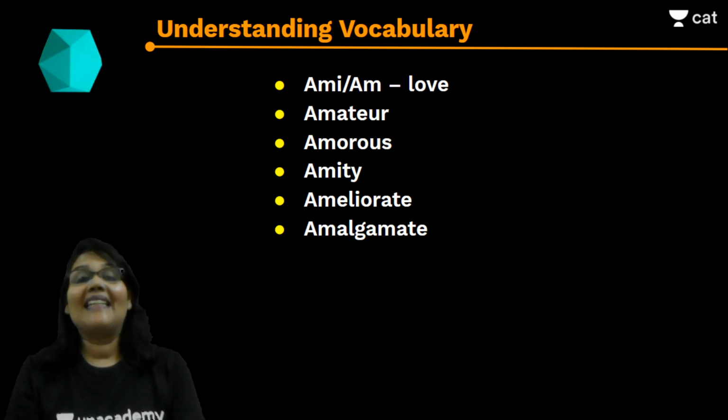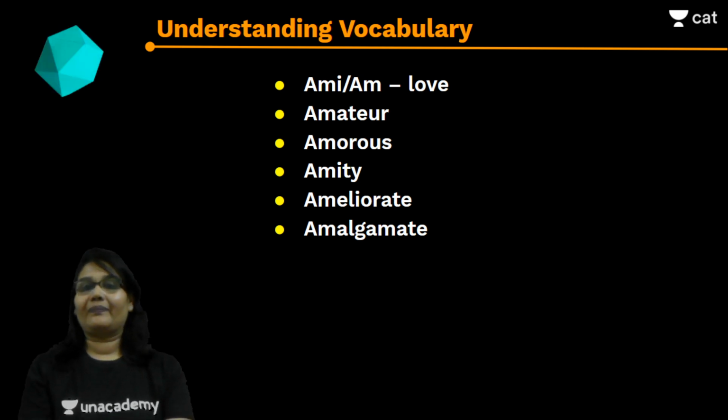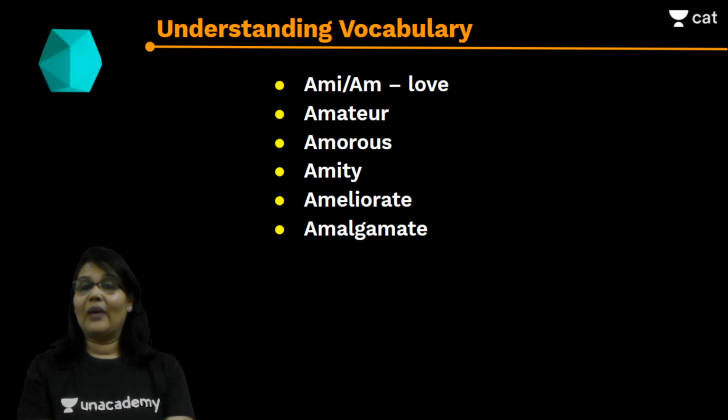Okay. Now guys, I had discussed this root word in my first session, but I just thought I will repeat it again just in case you have forgotten. Okay guys, now let's look at this root word. It is AMI or AM, which means love. Now let's look at the first word which we can derive.